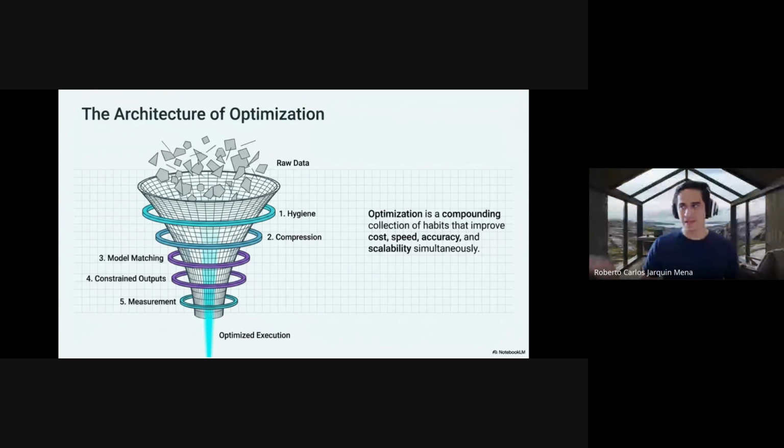And here we have the architecture optimization. We talked about everything: the measurement, the constrained output, the model matching, the compression, the hygiene. So it seems simple, but it's powerful. We can optimize tokens by implementing this. What is the biggest lesson here? Most token waste comes from unnecessary context. Summarize long conversation history. Large models are not always better. Constraining output saves money immediately in tokens. Measurement is required for optimization.